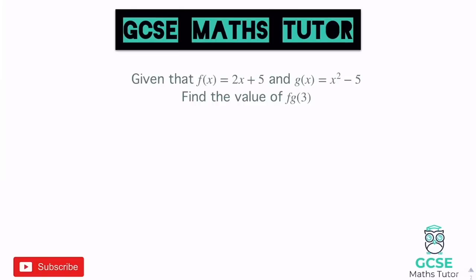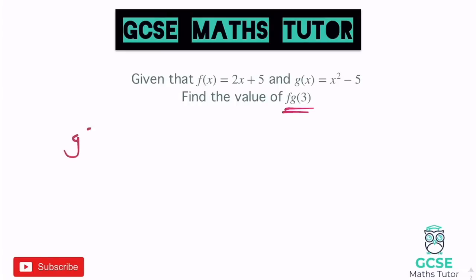Okay, so very similar question. It says, given that f of x equals 2x plus 5 and g of x equals x squared minus 5, find the value of fg3. So letters round the other way this time, and that means what is f when g is 3. So the first thing I'm going to have to work out is subbing 3 into g, otherwise I'm not going to be able to put the answer into f. So what is f when g is 3?